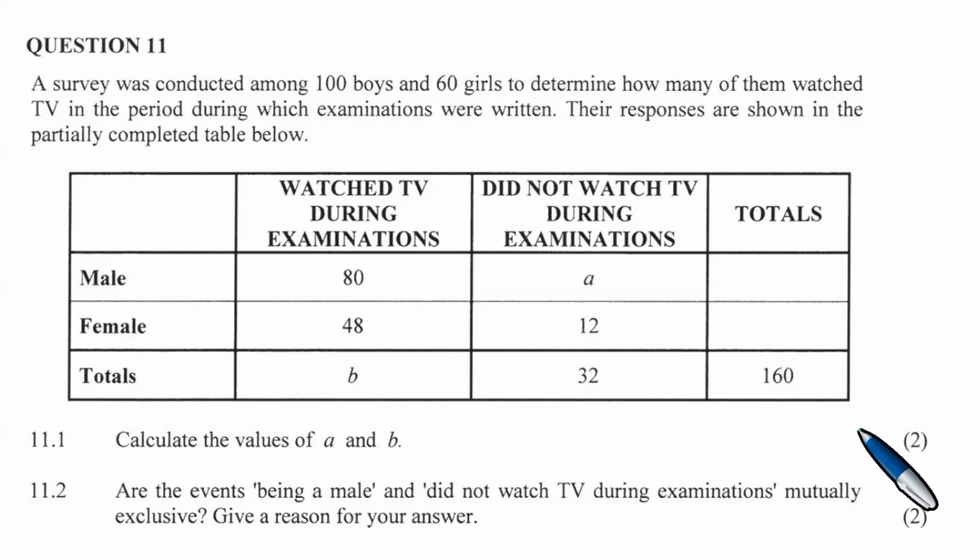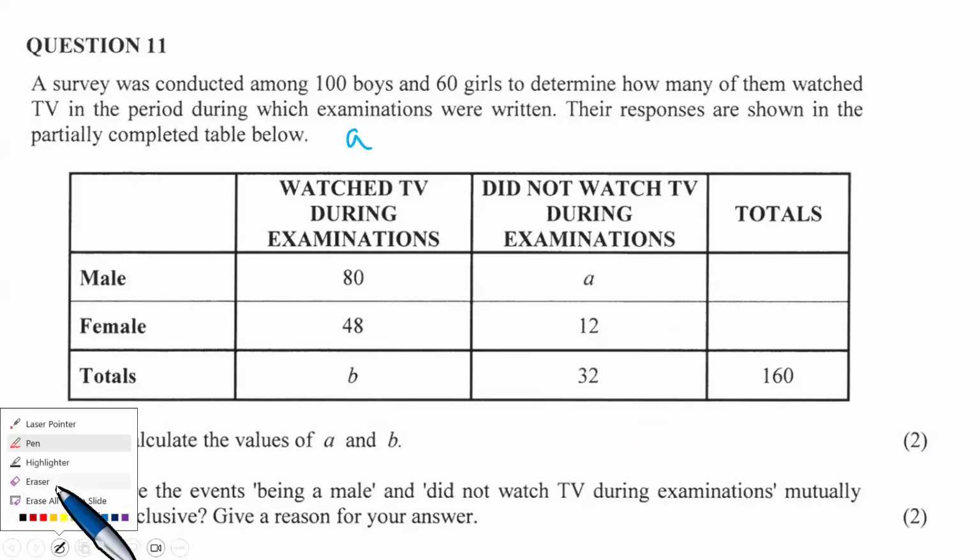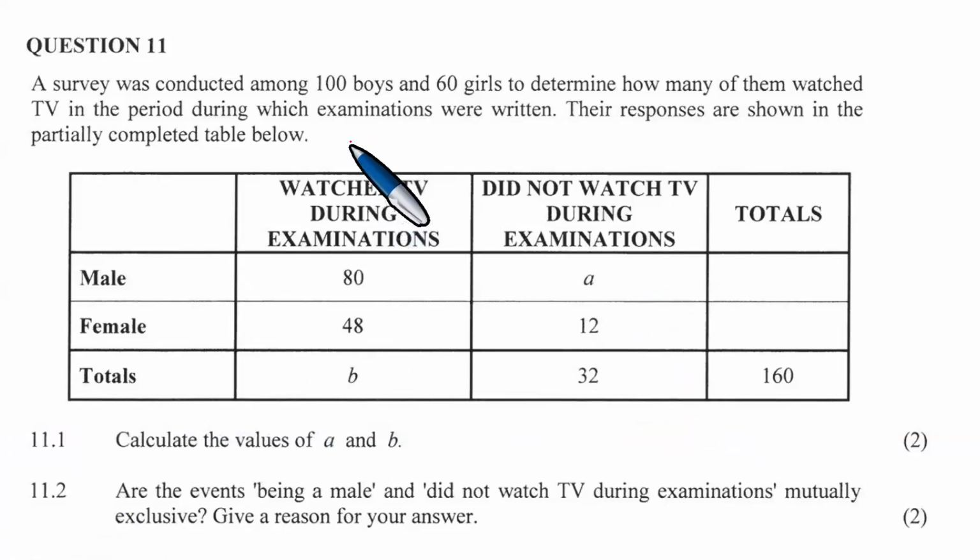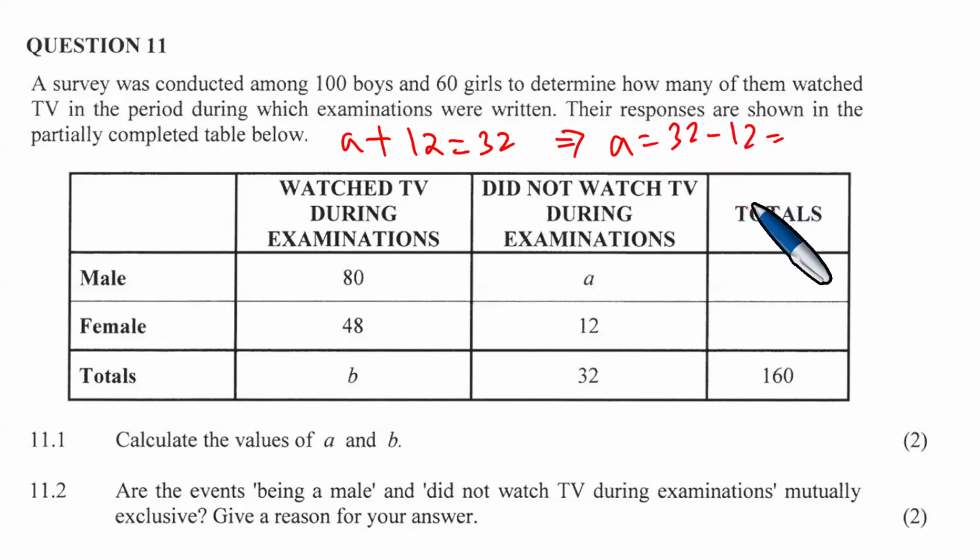Okay. What do you think the value of A is? Aren't we going to say 160 minus 80 to get A? Okay, that's fine. So now to get the value of A, you need to know that A plus this number is equal to 32, because this row is for the totals, right? So you're going to say A plus 12 is equal to 32, which means A is 32 minus 12. What is 32 minus 12? It's 20. So here we are shown that A is equal to 20.